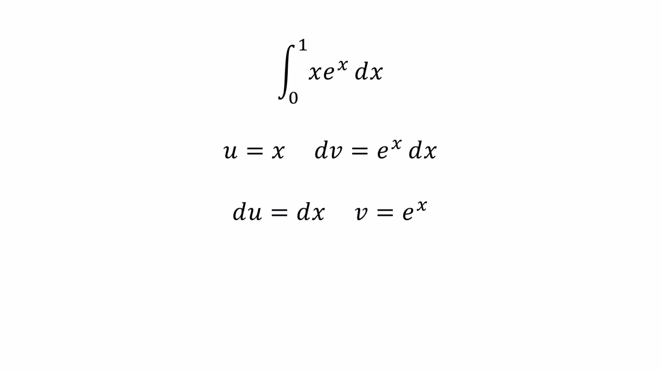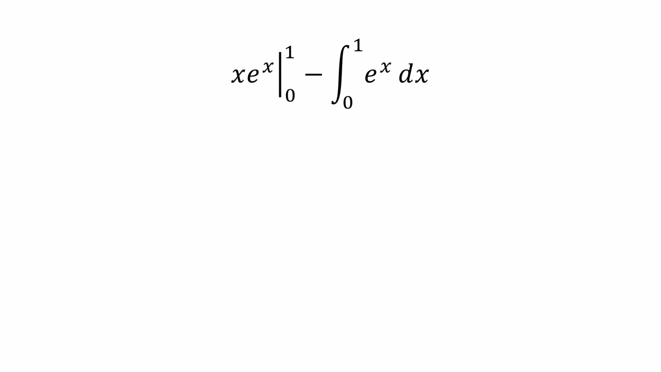Applying the integration by parts formula then gives x e to the x evaluated from 0 to 1 minus the integral from 0 to 1 of e to the x dx. Using the fundamental theorem of calculus for the first term then gives e minus the integral from 0 to 1 of e to the x dx.